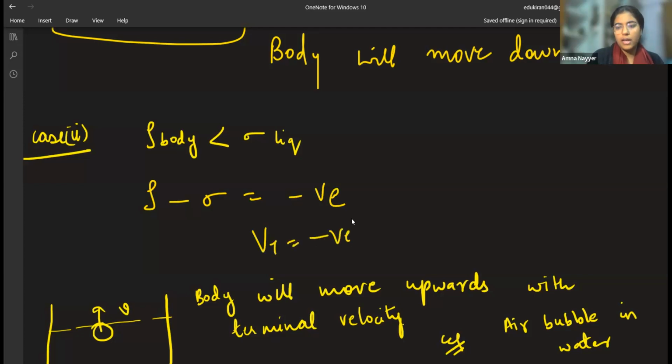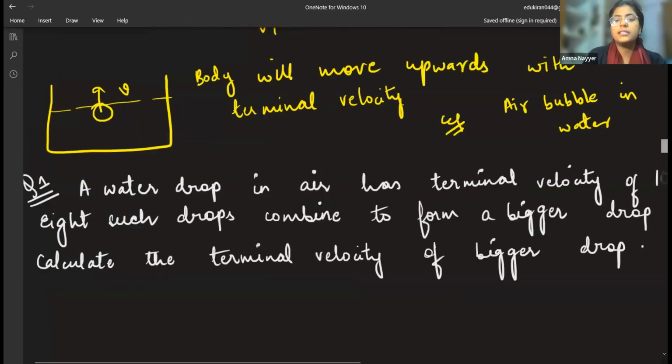So in this case, body will move upwards. Best example you can say, when an air bubble is there at a depth in the bucket, you see the air bubble coming up. Why is it able to come up? It means the density of the liquid is greater than air. Density of water is greater than density of air. So the air bubble comes to the surface because the direction of terminal velocity reverses because of the reversal of densities. Now we'll see a question.